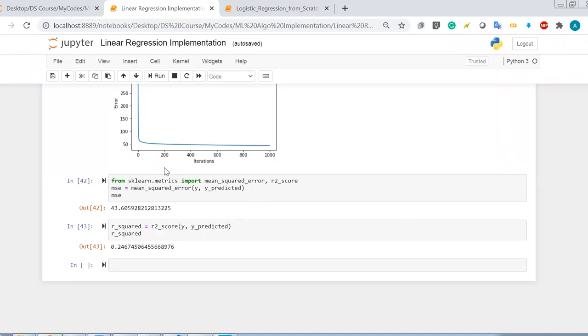My y predicted was like this: 1 upon 1 plus e to the power minus... Will you please share the screen?